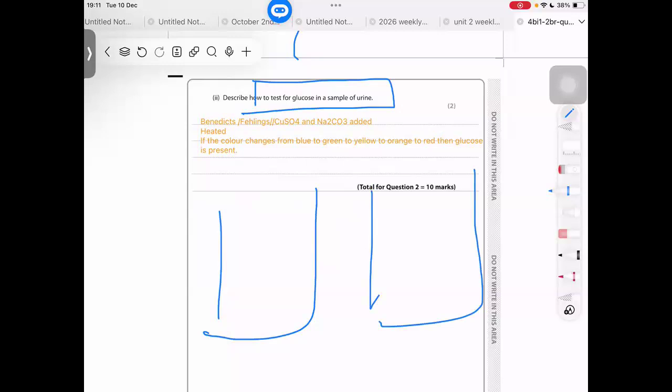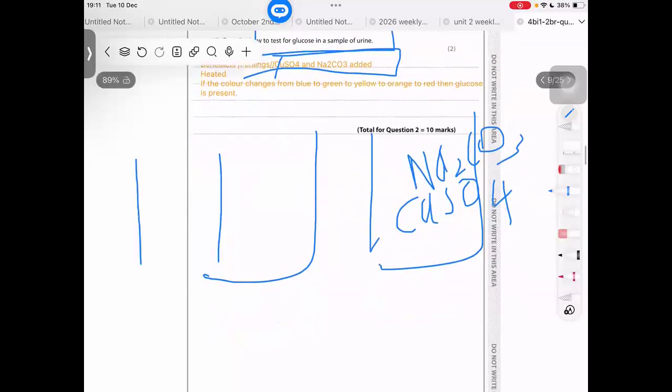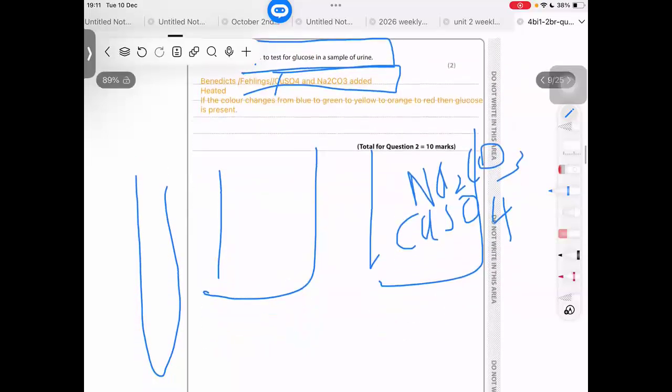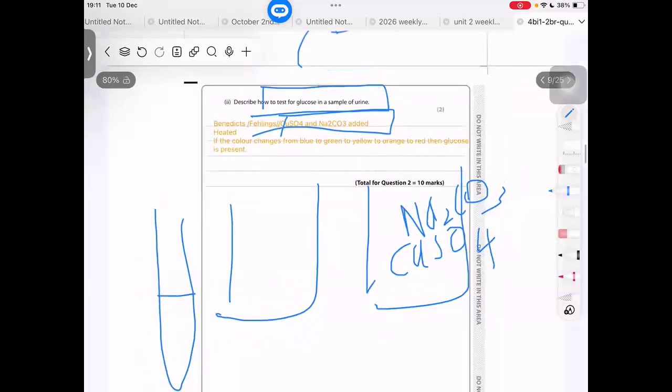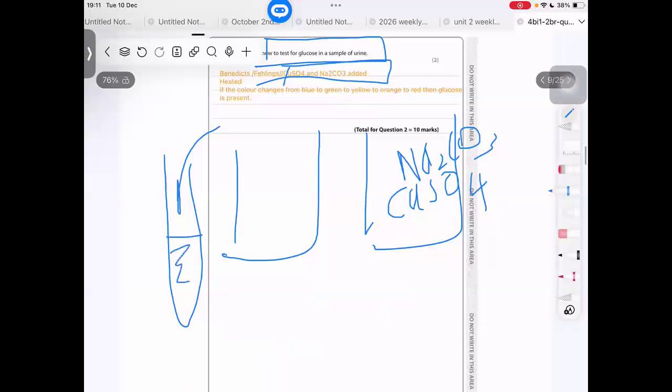And for this solution, instead of writing the names, you can write down the composition of the solution. The composition is copper sulfate as well as sodium carbonate. So first of all, you take a test tube, right? And then to the sample of urine, you add the Fehling's solution or the Benedict solution. Initially the color of the solution will be blue.